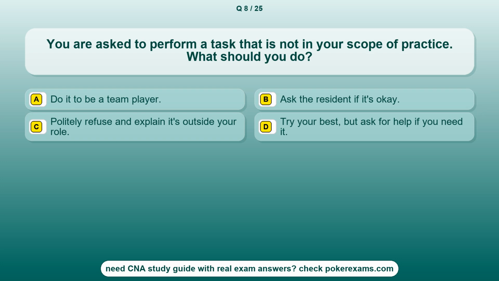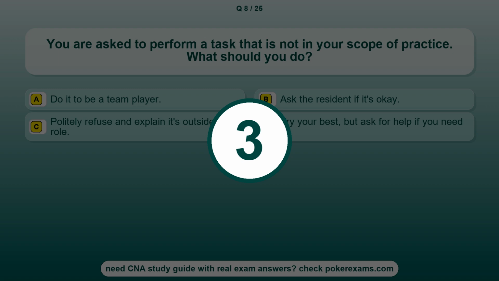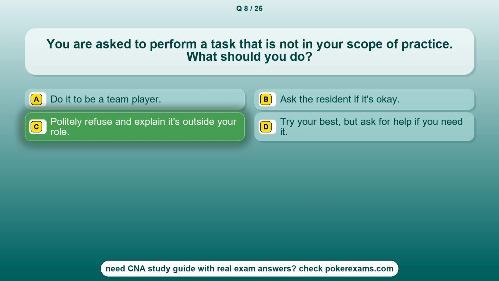Question 8. You are asked to perform a task that is not in your scope of practice. What should you do? Option A, do it to be a team player. Option B, ask the resident if it's okay. Option C, politely refuse and explain it's outside your role. Option D, try your best, but ask for help if you need it. The correct answer is option C, politely refuse and explain it's outside your role.